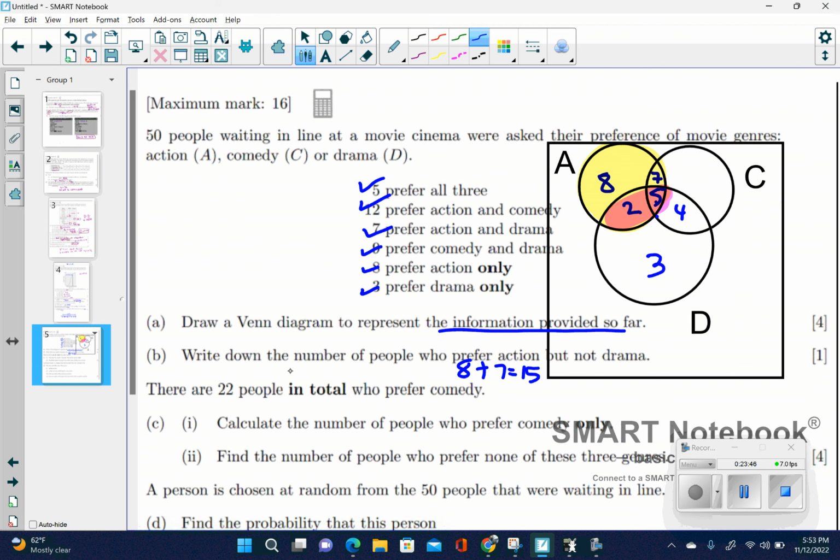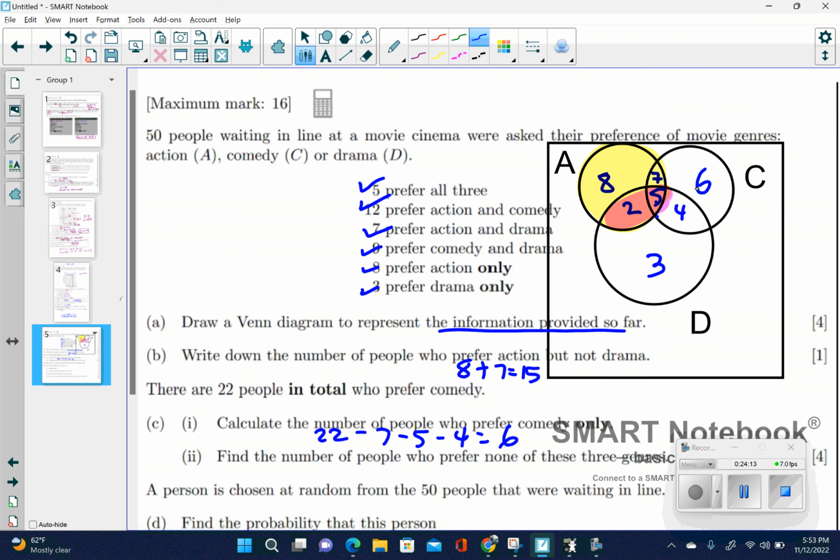All right. Next, there are 22 people in total who prefer comedy. So altogether, it's going to be 22 for the comedy. So that's including the 7, 5, and 4. So 22 minus 7 minus 5 minus 4 is equal to 6. Okay, so 6 goes right here.